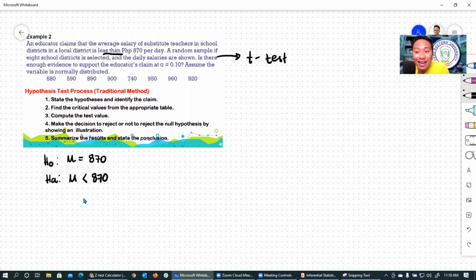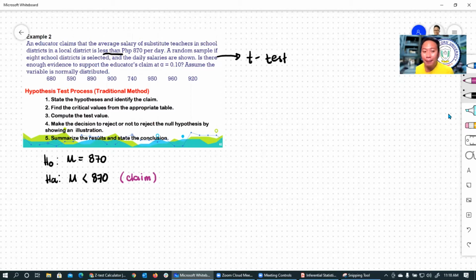And which one is the claim? The alternative or the null hypothesis? It's the alternative. Very good. Here, an educator claims that the average salary of substitute teachers in a local school district is less than 870 per day. Good. We're done with step one.